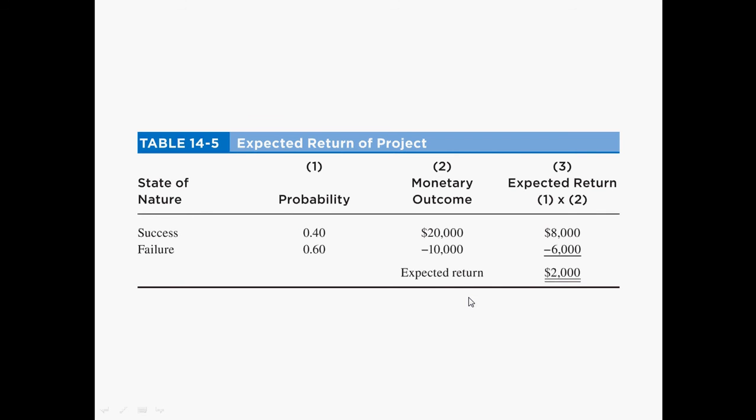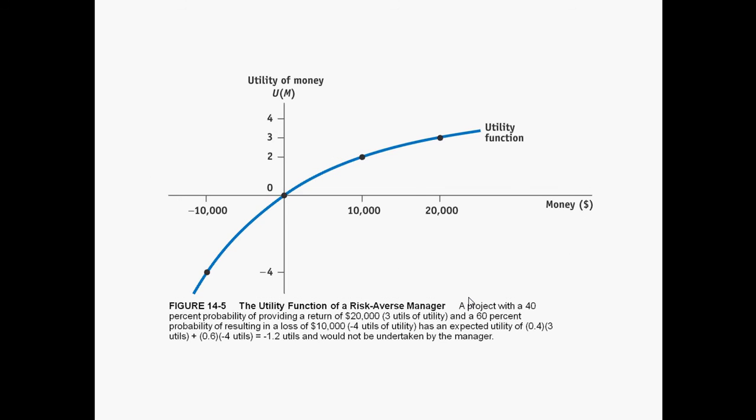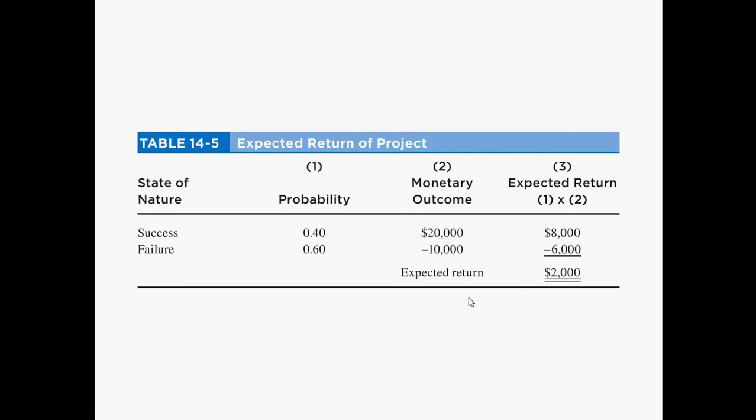So how can risk aversion affect decisions? Remember, we're using this utility function. We can look at the probability of a particular outcome taking place. Say it's a 40% chance of success and a 60% chance of failure. Is this project worth doing? If you just look at the expected return, it looks like it is. 8,000 is the payoff to success times the probability of success. Negative 6,000 is the penalty for failure times the probability of failure. Added up, you get 2,000.